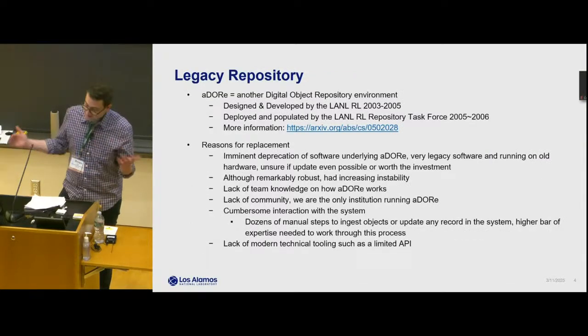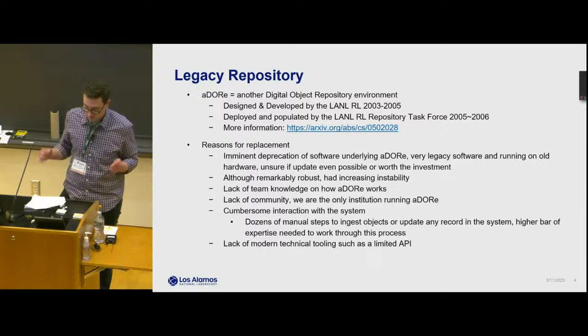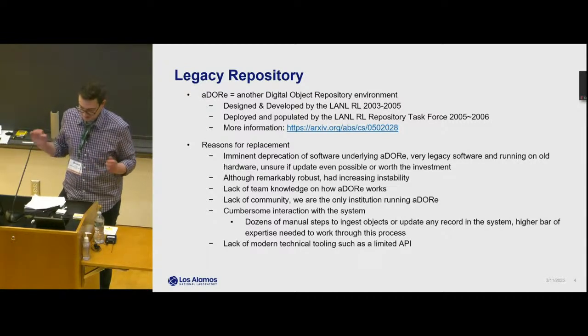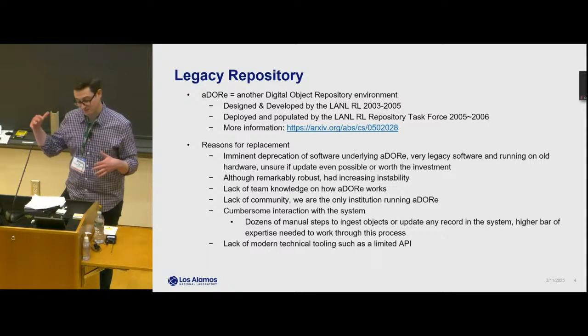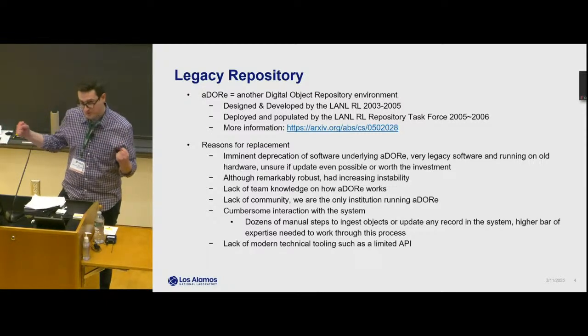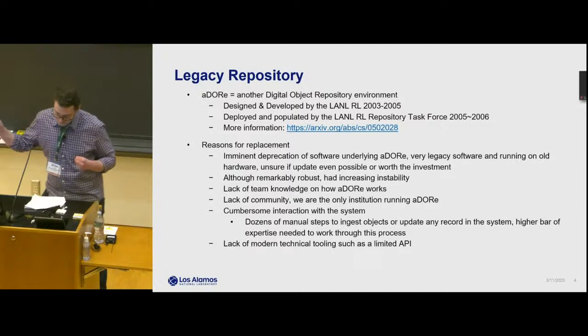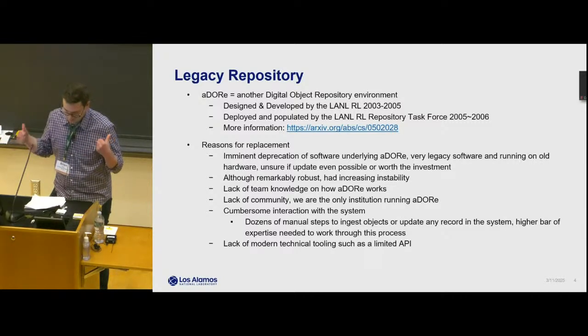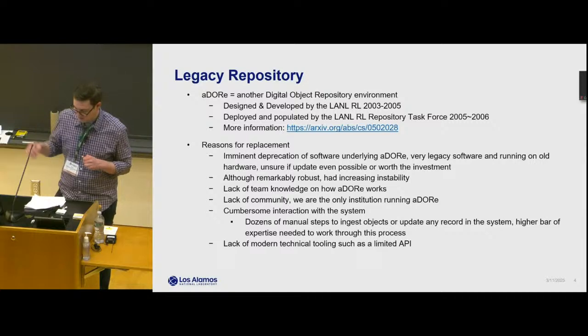So with all that as context, the library had been running a legacy repository called Adore. It was designed and developed by the research library between 2003 and 2005. So although it was pretty nifty and robust, it was time to replace it. It was running on very old hardware and with software facing imminent deprecation.